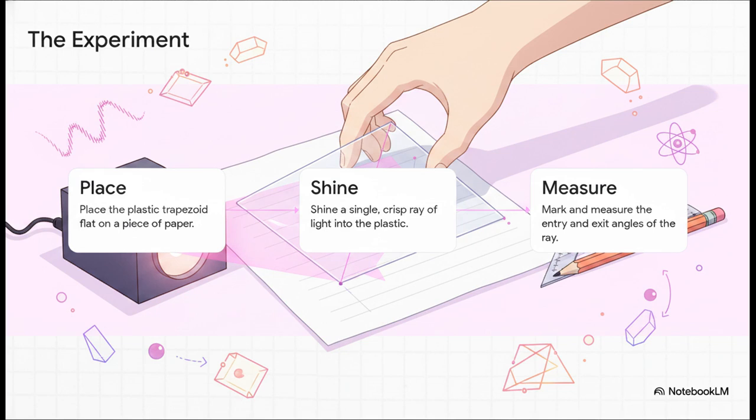And the setup is honestly incredibly simple. We just place a clear plastic trapezoid flat on a sheet of paper. Then we take a light box and shoot a single, crisp ray of light right into one side of the plastic. Finally, we trace the boundary of the plastic and make these tiny pencil dots right along the light's path so we can map out its entire journey.